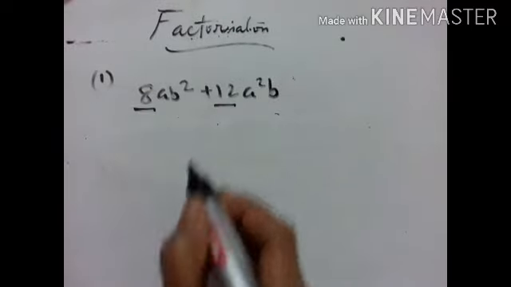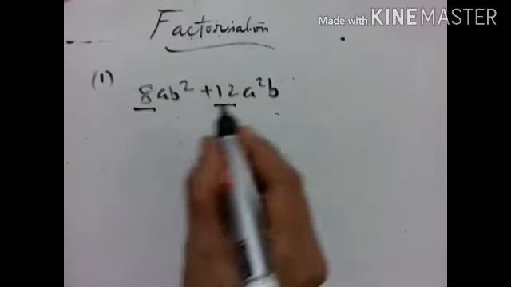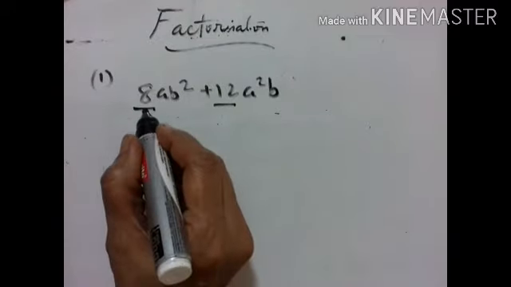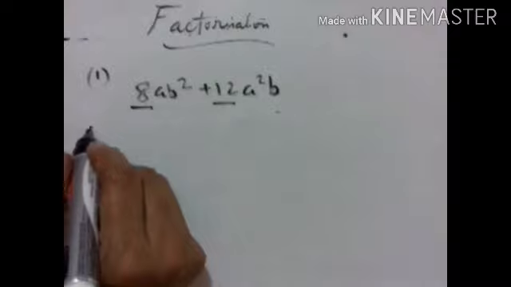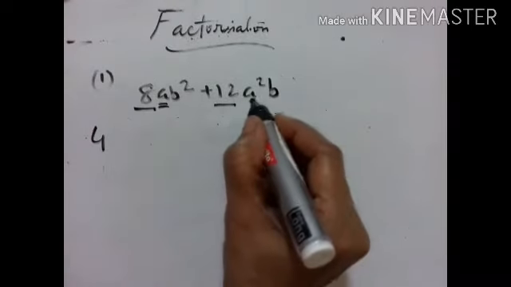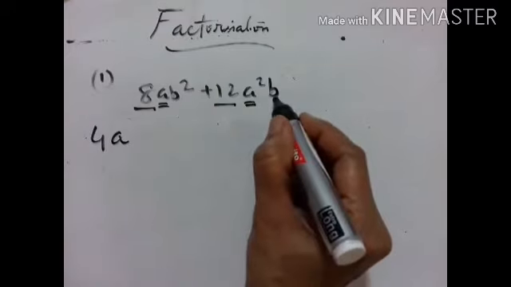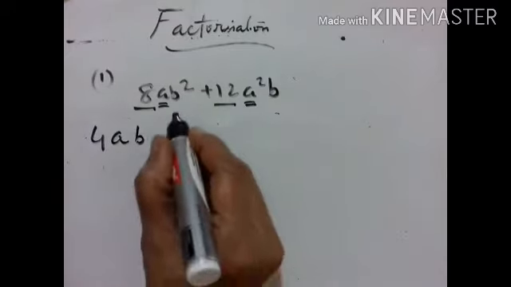8 and 12. What is the highest common factor? 2 is a common factor, but it is not the highest. You have to take the highest common factor. 4 is the highest common factor. So 4 goes out. A square, a is common. Here it is b square, here only b. So b is common to them.